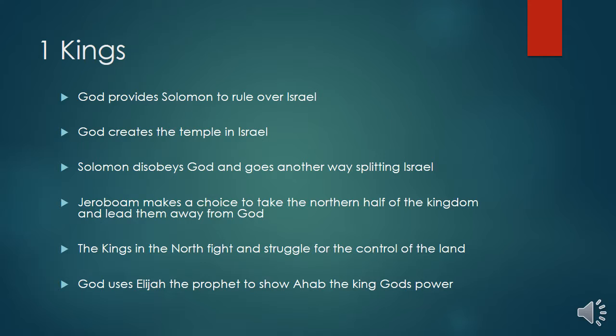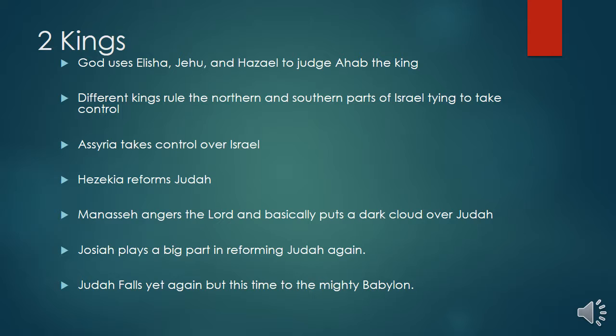The kings in the north fight and struggle for control of the land. God uses Elijah the prophet to show Ahab, the king, God's power in a couple different instances. And actually going into 2 Kings, we see that still a little bit with God using Elijah and then Joah and Hazael, pardon my pronunciations of those, to judge Ahab the king. And so that kind of continues there into 2 Kings.